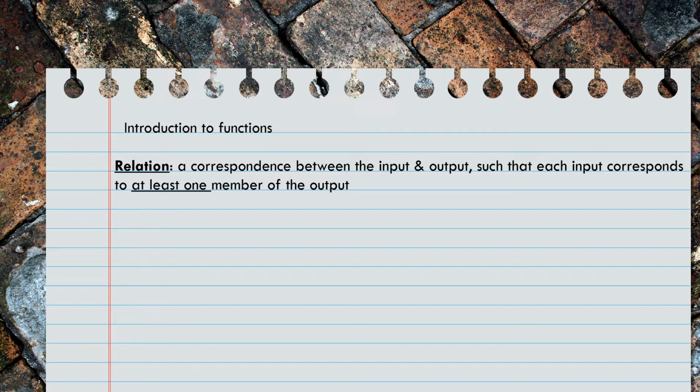Relation: a correspondence between the input and output such that each input corresponds to at least one member of the output. Domain: the first set. Input values: independent variables, commonly referred to as the X values. Notice on input it has the word in, which is going to be important in the future.